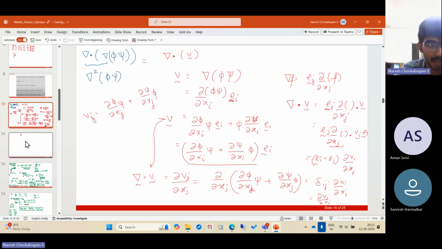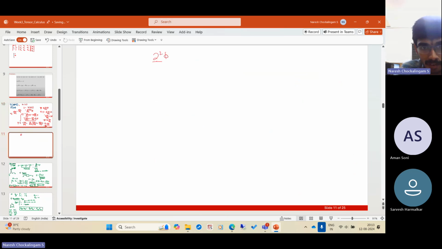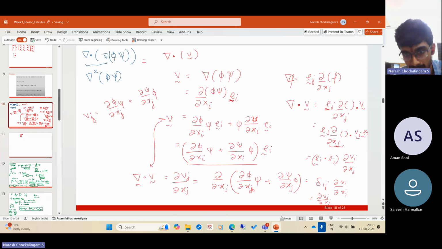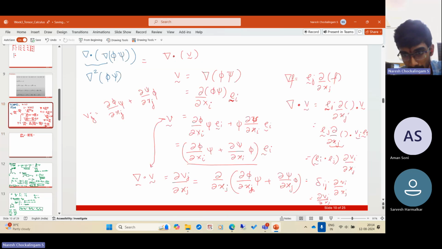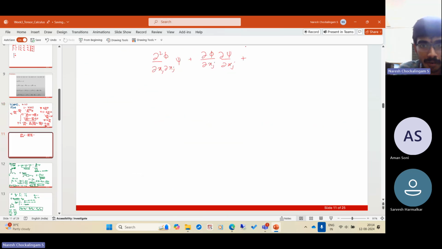So for the first term, you get ∂²φ/∂xj ∂xj times ψ. You cannot write xj squared because in indicial notation there are no powers, right? Plus in the second term, you have ∂φ/∂xj ∂ψ/∂xj. Plus the third term, you act first on this, then on this, so you get plus ∂²ψ/∂xj ∂xj multiplied by φ, plus ∂ψ/∂xj ∂φ/∂xj.